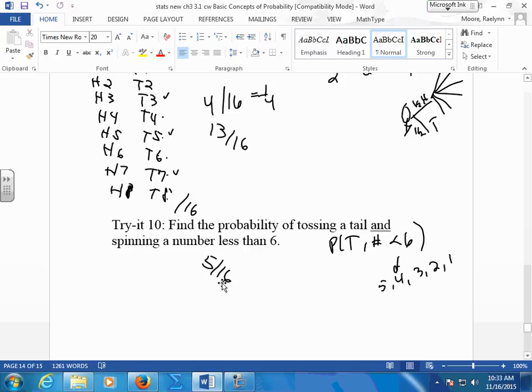You'll get to see the difference between the ands and the ors this way. Ors mean I want one or the other. Ands mean I want them at the same time. Okay? So that's what we're looking at there. All right.